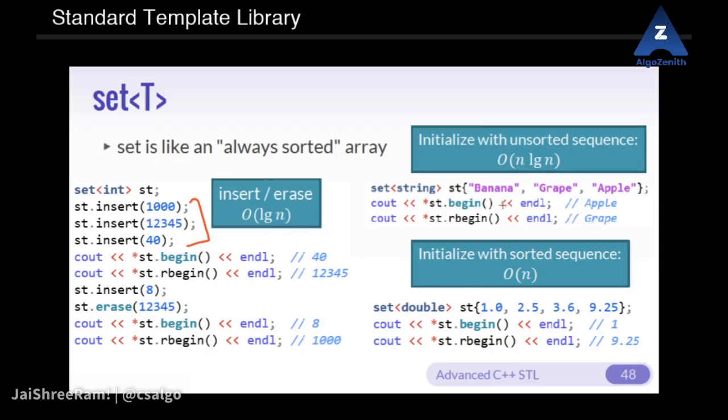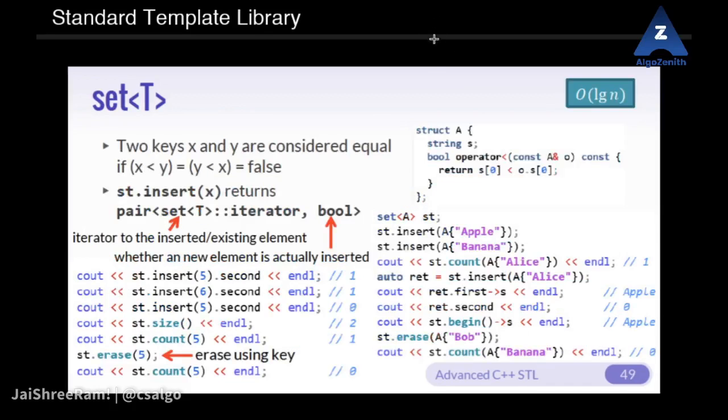Same goes with strings. You can have strings, you can have doubles inside this, right? So you can initialize the sets with unsorted sequences and it will take n log n to construct the set. But if you pass in a sorted sequence, it takes order n to build the set. Okay, so two elements x and y are considered equal if x is less than y is equal to y is less than x, equal to false.